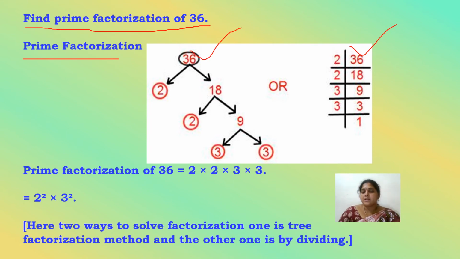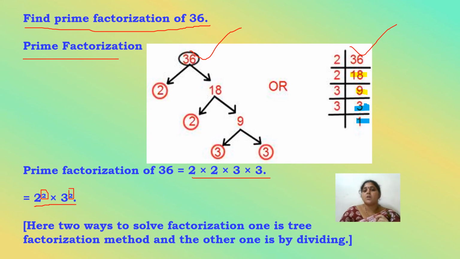In the 2 table, 36 goes 18 times. And again this 18 goes in the 2 table 9 times. And 9 will go in the 3 table, 3 times. And again 3 with the last number, that is 1. So what are the prime factors of 36? 2 into 2 into 3 into 3. So how are we going to write this 2 into 2 into 3 into 3? We will write them as 2 square into 3 square. Why are we writing square? Because 2 is of 2 times and 3 is of 2 times.